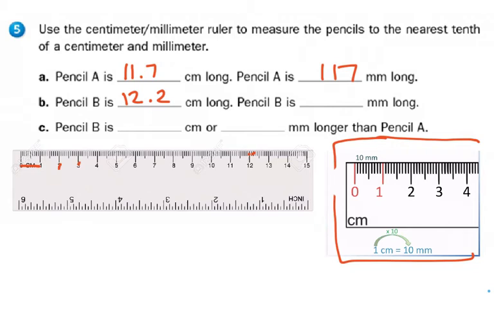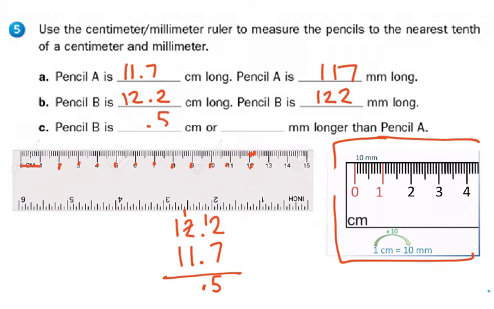Or if I counted by tens, because there's 10 millimeters in every centimeter, I would have 10, 20, 30, 40, 50, 60, 70, 80, 90, 100, 110, 120, 21, 22, 122 millimeters long. So pencil B, if I were to figure out the difference between those two, I would subtract. And when you're using decimal points, you just bring that decimal point straight down. It's 1/2 centimeter or 5/10 of a centimeter longer. In other words, it would be 5 millimeters.